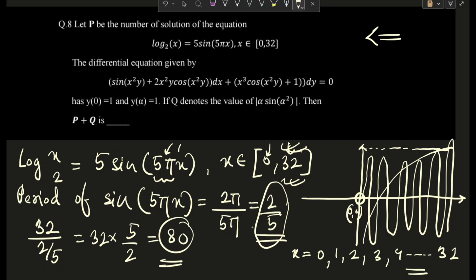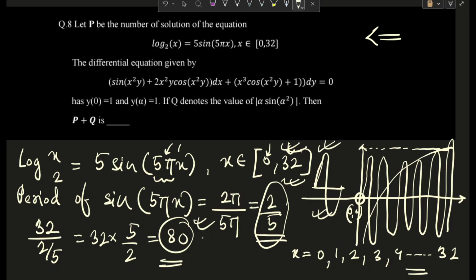Okay, now wait a minute. The thing is not over. Basically, 80 is not the final answer for P. How do I explain? This is a sine curve, right? I forgot the exact term for this, you call this, I guess, crest and trough. So 80 will be either for a crest or for a trough.